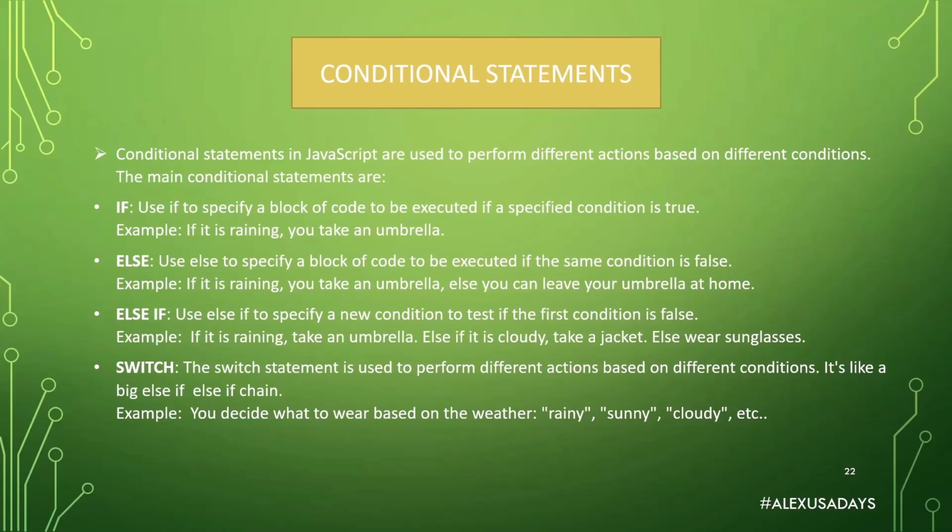The second one is else. You can use else in the if block. So use else to specify a block of code to be executed if the same condition is false. For example, if it is raining, you take an umbrella. Else, you can leave your umbrella at home. So the else block comes if the first condition is false, you can move into the else block.